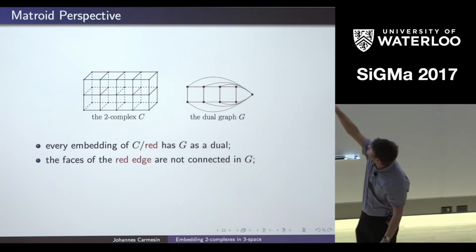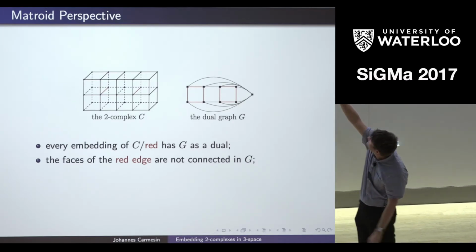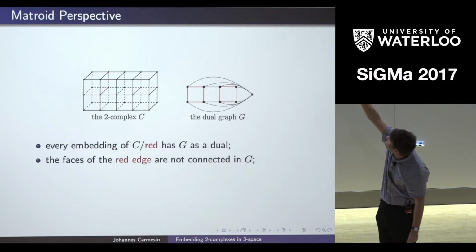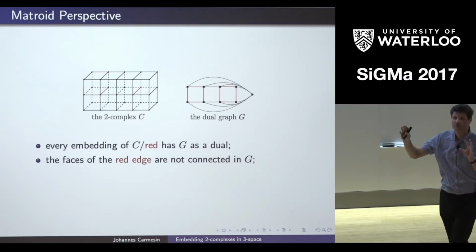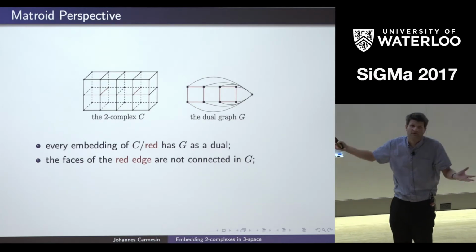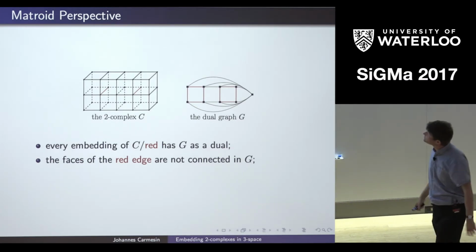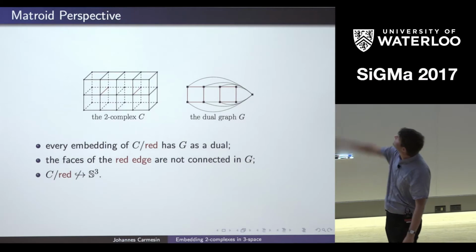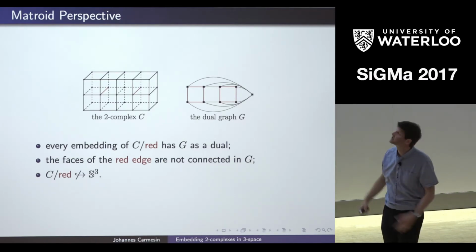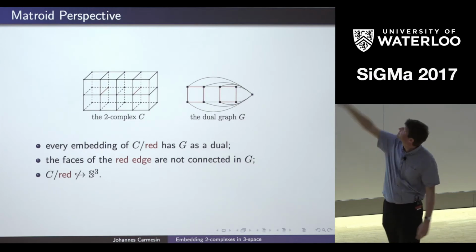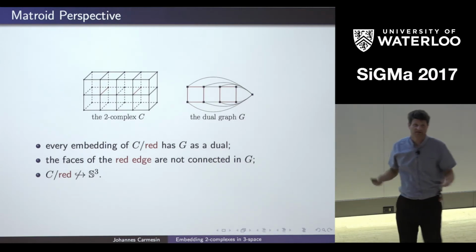But as you see, if you have the two red edges here, and then you have 4 faces incident with each of them, and if you look at what they are in the dual graph, they're just the union of 2 4-cycles, so they're not connected. But this means that this two complex cannot be embedded in three-dimensional space. Because if it was embeddable, then this red set must be connected, but it's not.